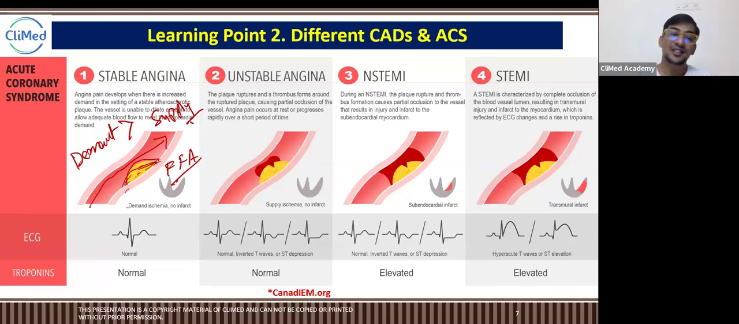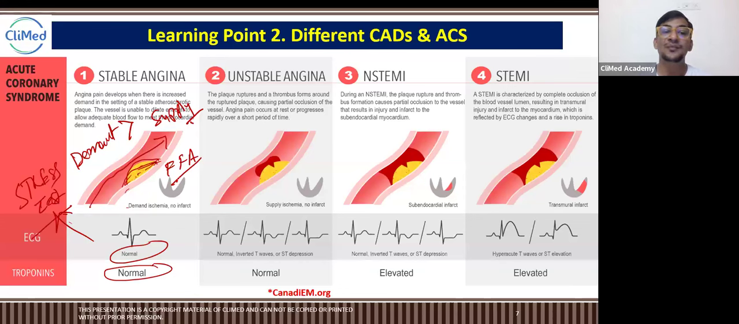So what we do is, if ECG is normal, if troponins are normal, then what we go for is a stress test. Here we need the stress test, because the patient can get alleviation of the symptoms at rest, right? At rest. But in unstable angina, what happens is, this plaque is ruptured, due to injury at the site.